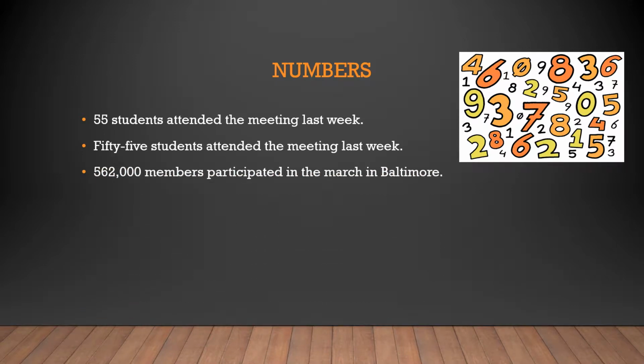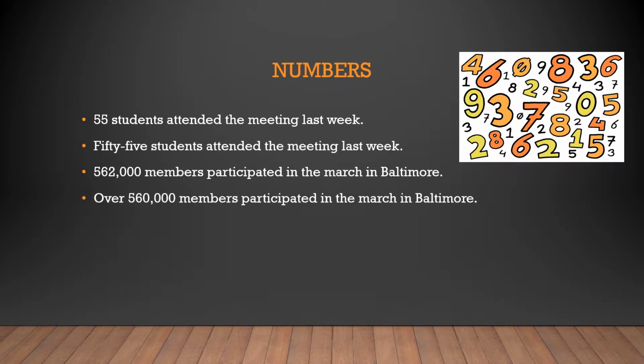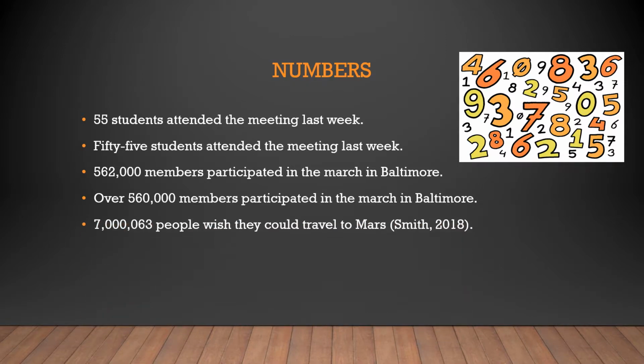Next, that sentence is also incorrect because it starts off with a number. So let's find a different way to reword it, just that way it makes a little bit more sense and it flows better. You can say over 560,000 members participated in the March in Baltimore, because if you spell out 562,000, that's quite confusing and it does distract the reader. So it's better just to put a word in front of 560,000 and then that makes more sense.